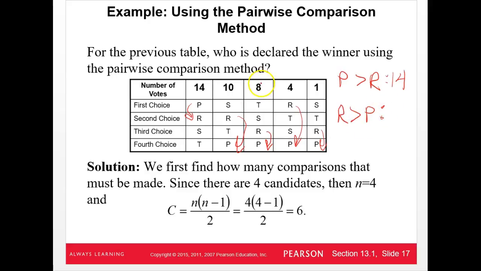10 and 8 is 18. 18 and 4 is 22, and then 1 is 23 times. Okay, so Rita is the winner. Rita has a head-to-head win against Paul. So Rita gets a point for beating Paul.